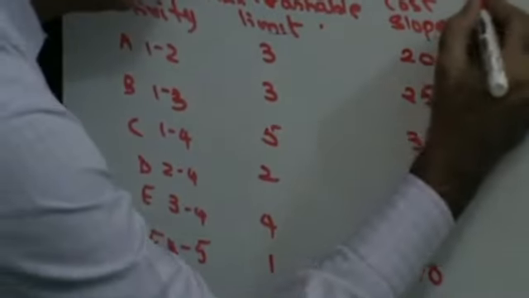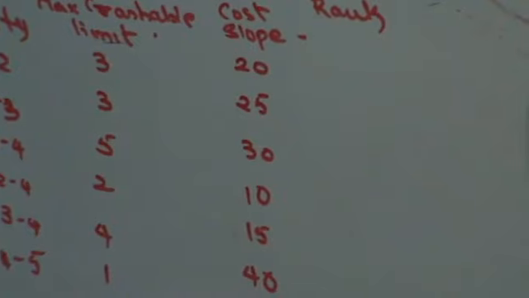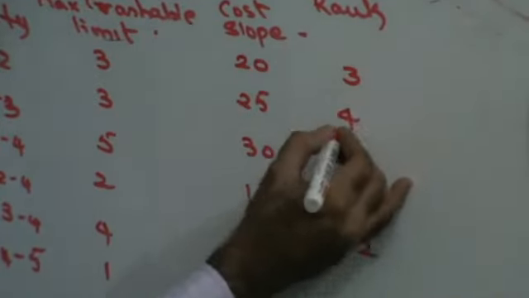The next thing you need to do is rank these in ascending order. The smallest number here is 10, so 10 is given the first rank. Then the number closest to that is 15, which is given second rank. The next is 20, third rank. Then 25, fourth rank. Fifth and sixth. So my ranking is done.